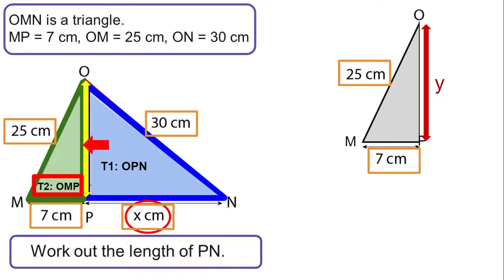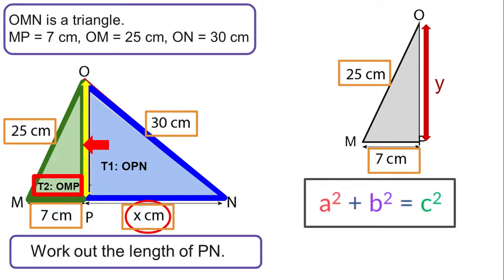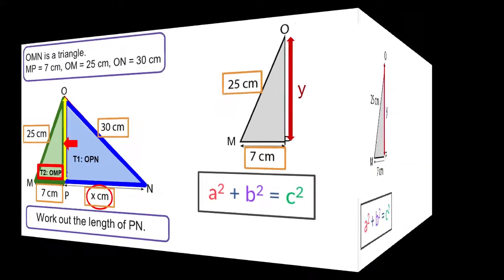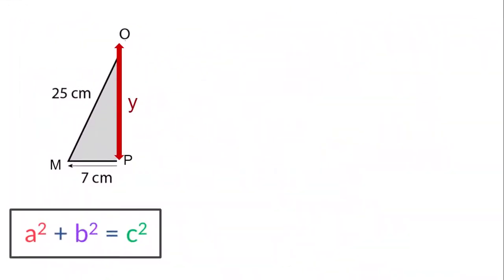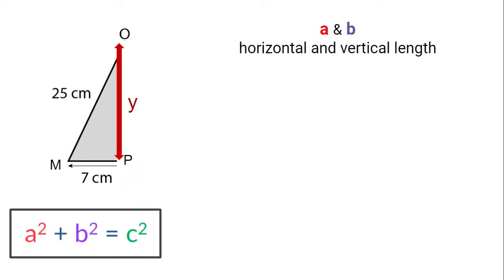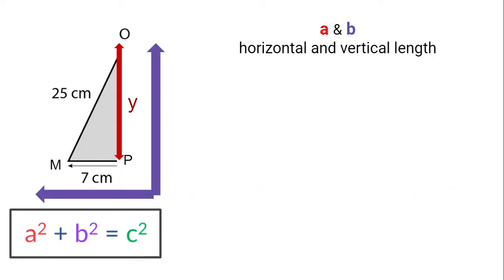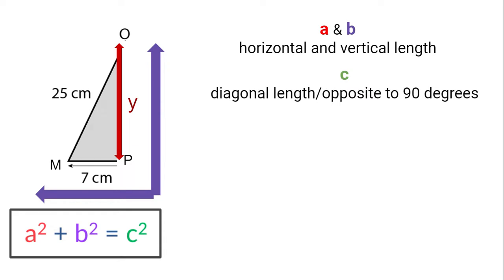And now, in the light of the Pythagoras theorem formula, you need to solve this question. So a squared plus b squared equals c squared is your Pythagoras theorem formula. Just a little reminder: A and B are your horizontal and vertical lengths. As you can see in this triangle, your OP and your MP are the horizontal and vertical lengths, which you can take as your A and B. And C is always going to be the diagonal length that's opposite to 90 degrees. As you can see, OM here is your C.